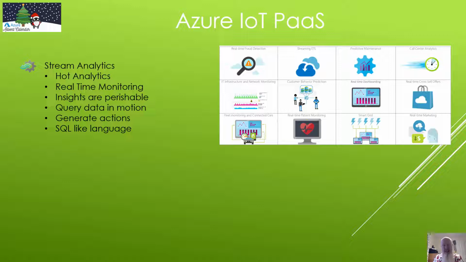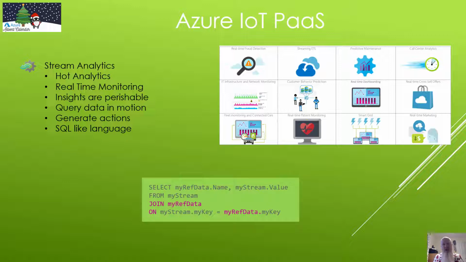I think Charlotte is a little bit tricky. And it's a SQL-like or T-SQL-like language. You do a select statement from your stream of data, and then you can analyze telemetry values and see if it's over a particular value.